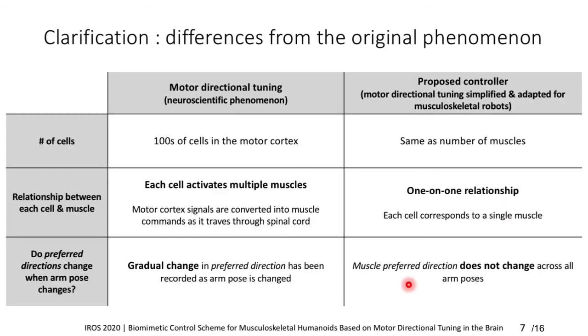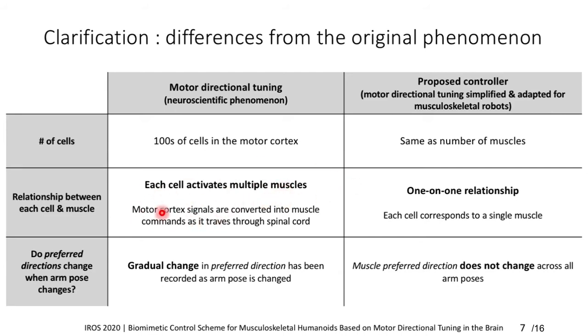Here, let me clarify the differences between the original motor directional tuning phenomenon, which is the neuroscientific phenomenon, and our controller. Although the basic principles are the same, the implementation has been simplified for our purposes. First, while there are hundreds of cells in the motor cortex that exhibit motor directional tuning, here in our implementation, there is the same number of cells as the number of muscles. The relationship between each cell and muscle is different as well. Whereas in the original phenomenon, each cell activates multiple muscles.